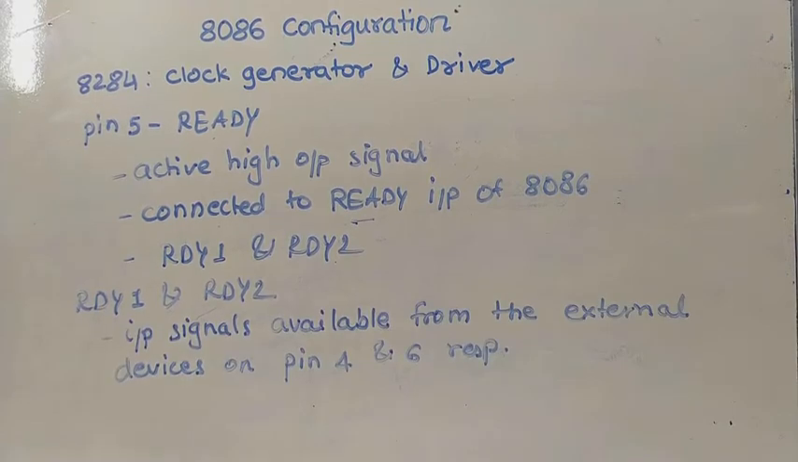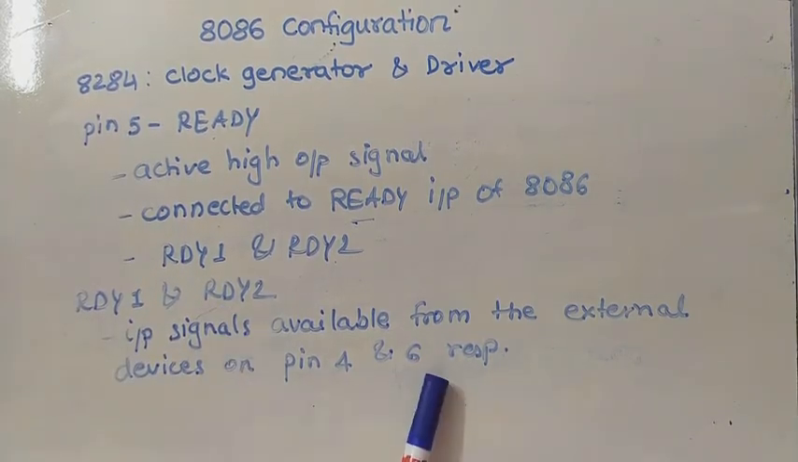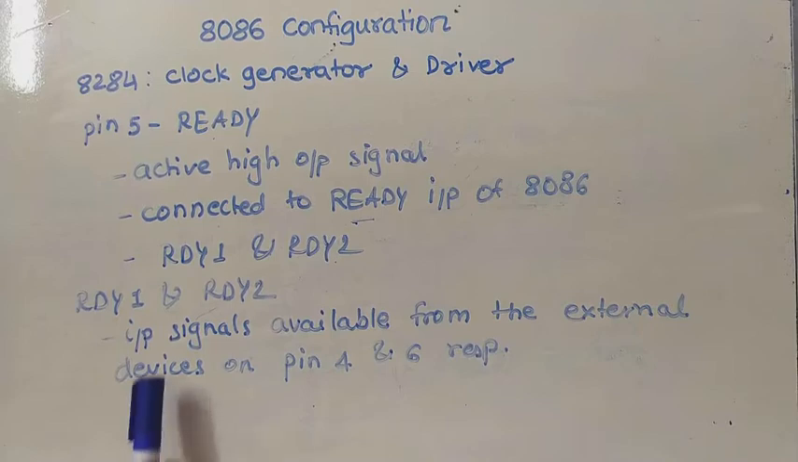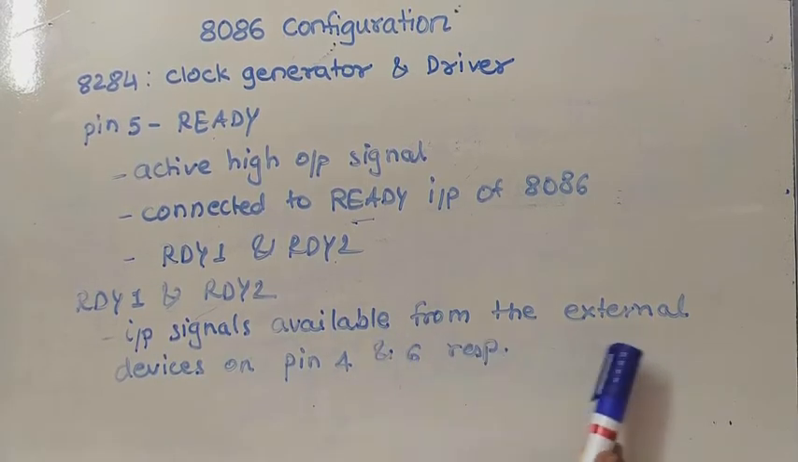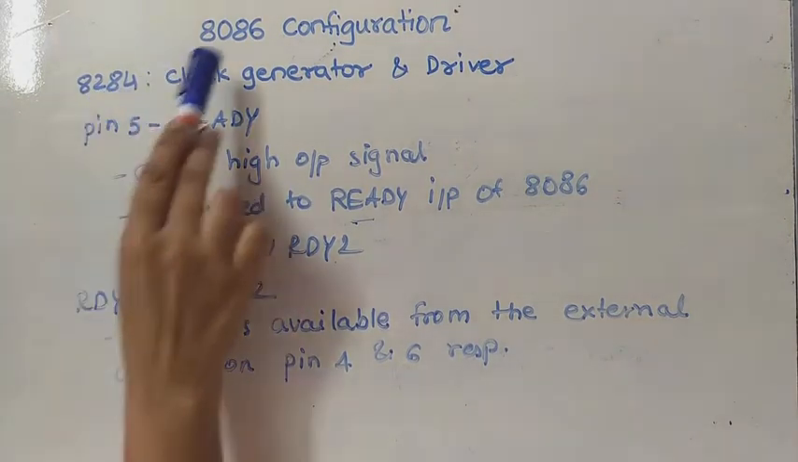That means the READY 1 pin is pin number 4 of 8284, and READY 2 is pin number 6 of 8284. These READY 1 and READY 2 are the input signals available from the external devices on pin number 4 and pin number 6 respectively. So these are the pins which are used in connection of 8284 with 8086.